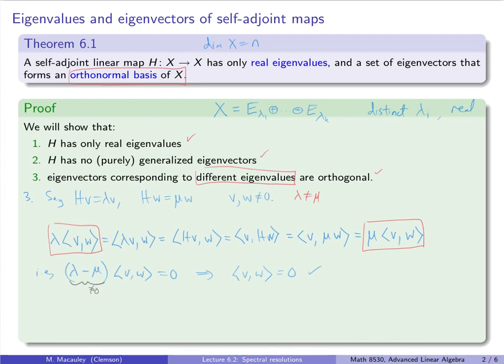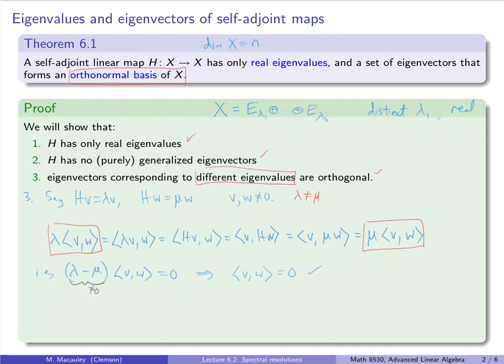So if we just take an orthonormal basis of each one of these eigenspaces, which we know we can do, then I claim that together the union of that is going to be an orthonormal basis of X. And I don't think I'm going to actually write that out because it's going to involve double subscripts, and I think the concept is simple enough.